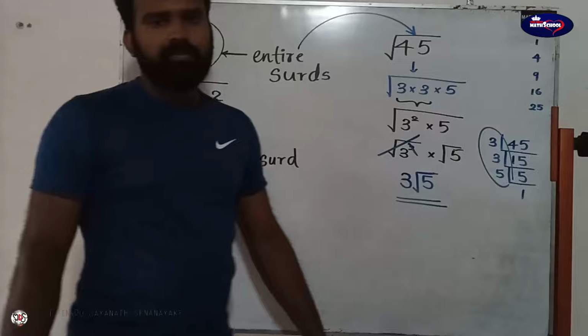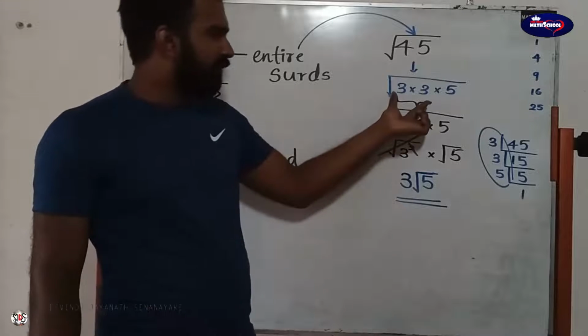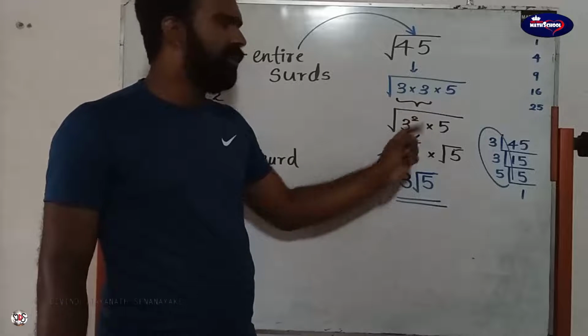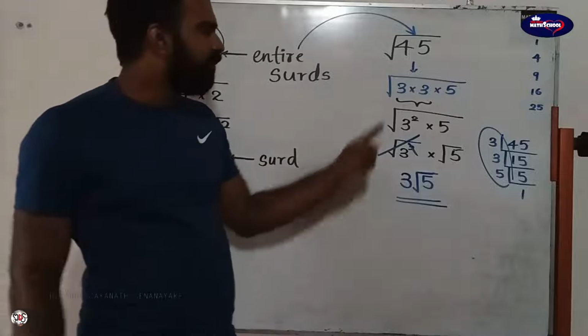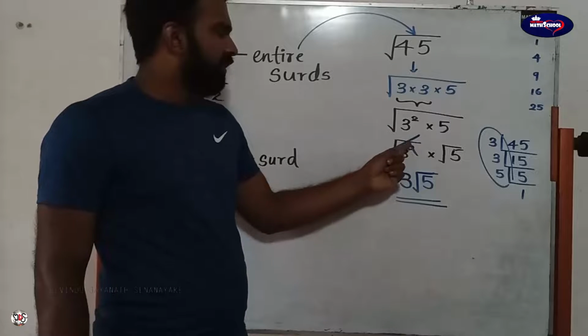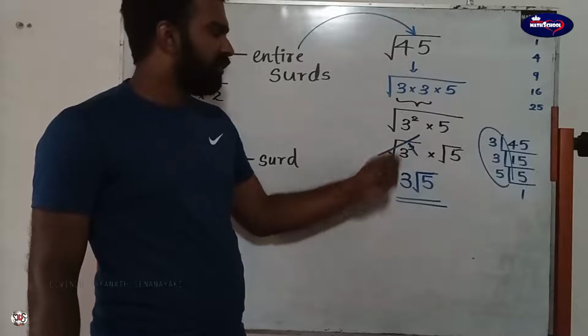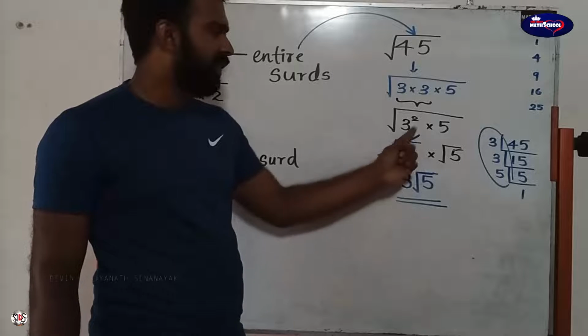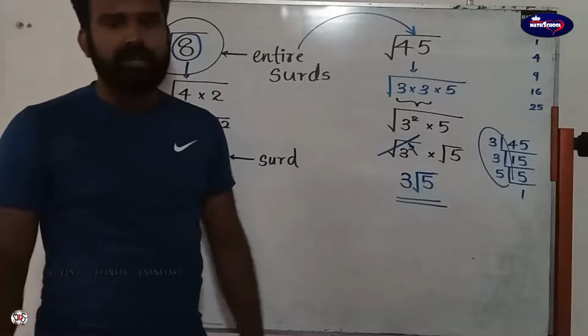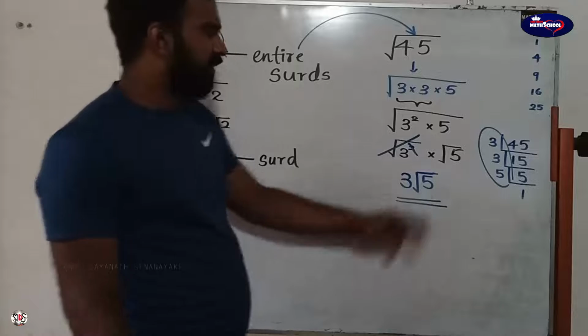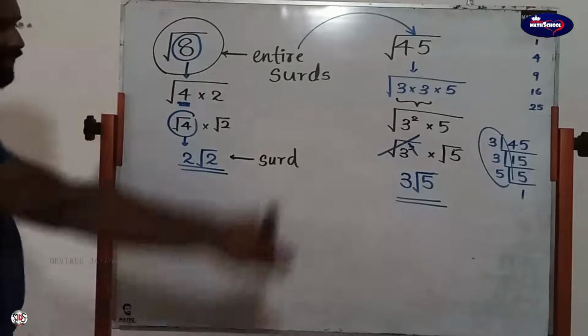Just divide it by using prime numbers. So if you get two prime numbers, you can write it as a power of 2. So you can cut off the square root with the square, and you can take 3 out. The remaining part you can take as the square root of 5. So that's it. So you can take it like this.